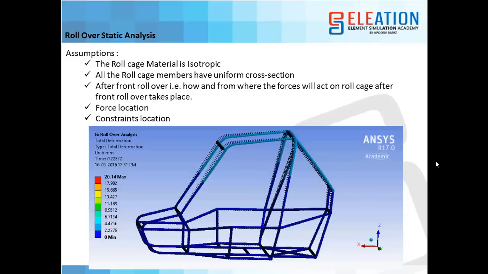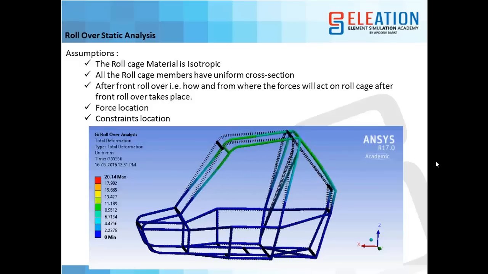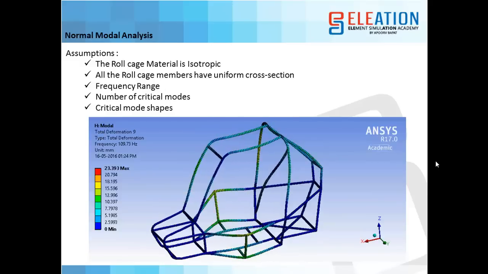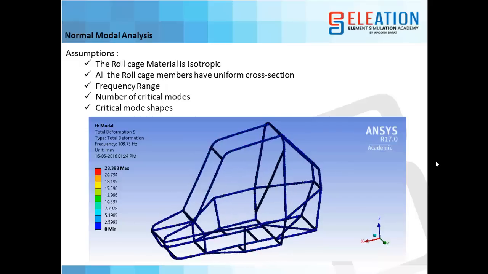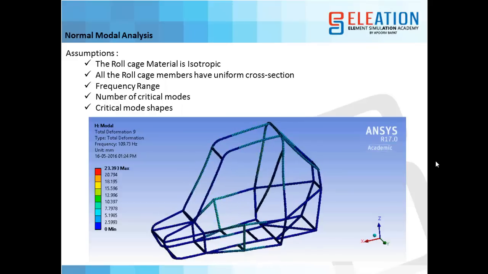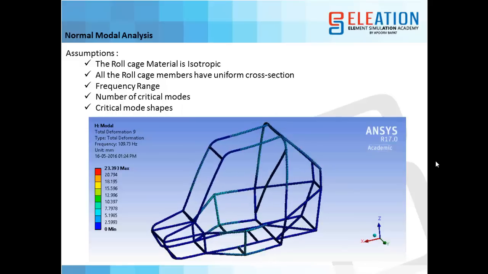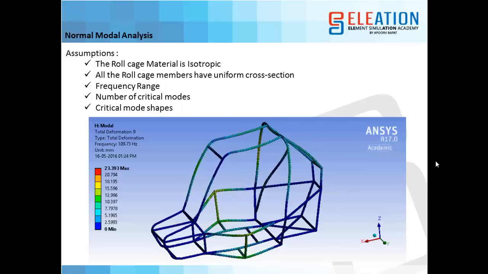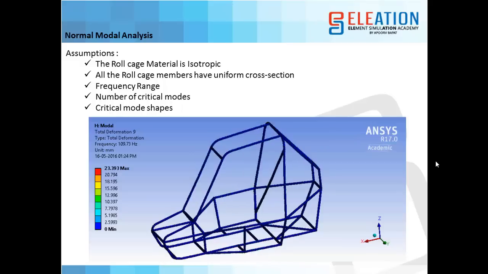So generally we see the deformation pattern in these types of analysis, like how much my members are deforming because of the impact or because of the forces coming on the roll cage. Then we will also see a normal mode analysis, where we will see how the mode shapes are generated and what is the maximum deformation on that particular mode in some frequency range. That frequency range we will see because of the road excitation, because of the engine vibration, and because of the speed of the ATV. So there are different reasons for the frequency range, so that we can calculate.